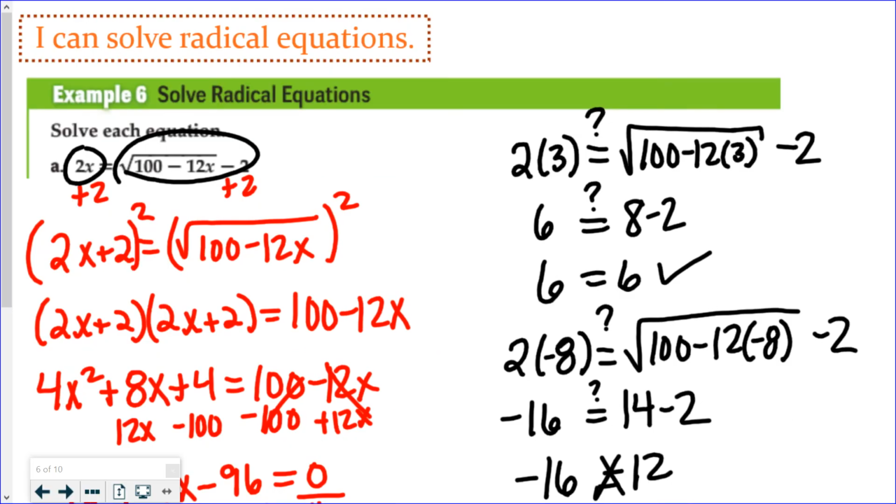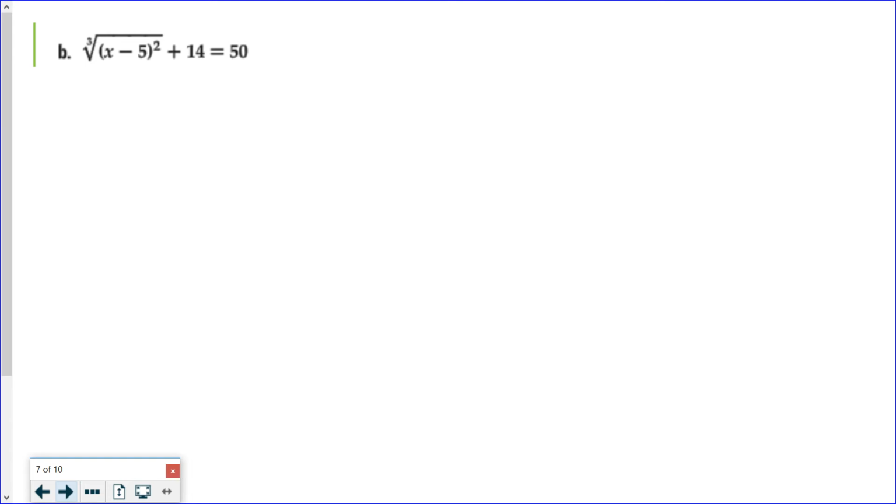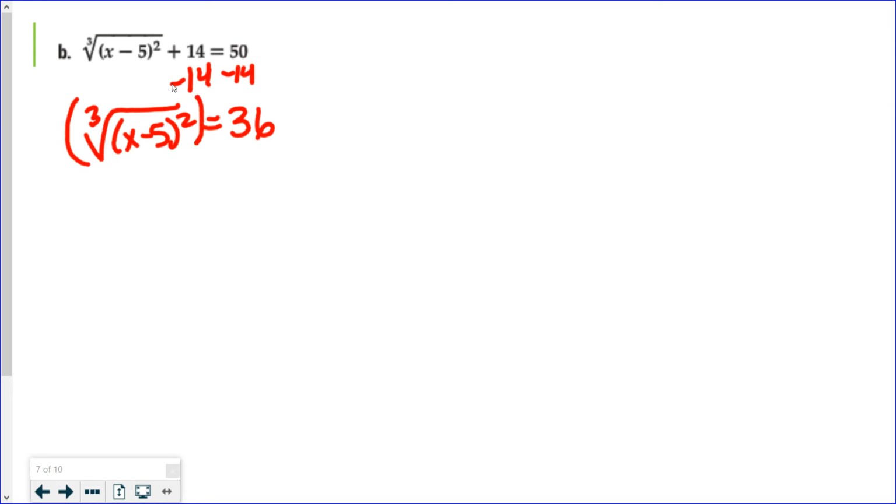Let's look at B. Again, our first goal, try to get that cube root by itself. So I'm going to subtract 14 from both sides. And I get the cube root of x minus 5 squared is equal to 36. And then now I want to get rid of the cube root, so I'm going to cube both sides.